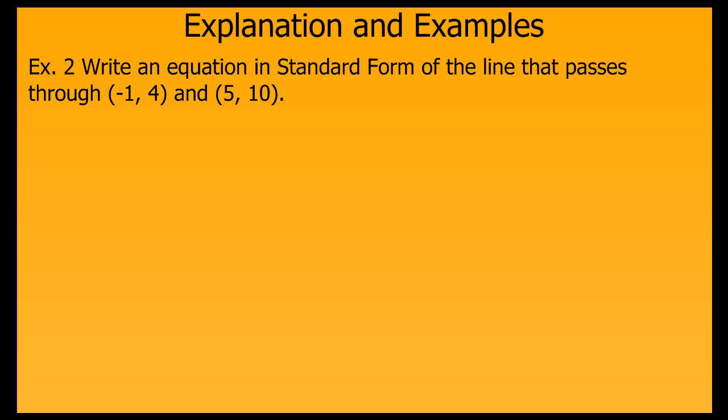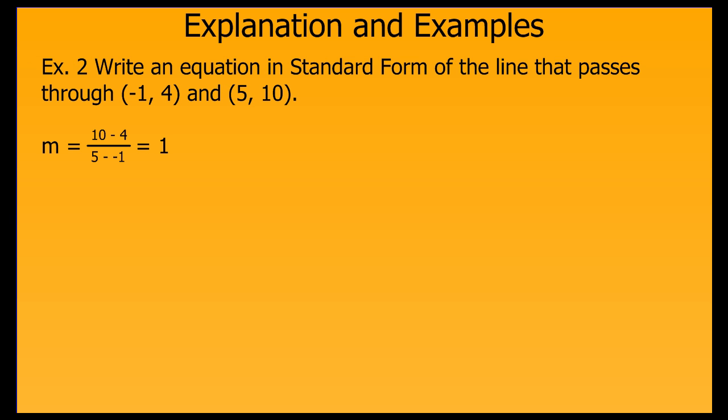Let's try another example. In this case, we're given 2 points and asked to write an equation in standard form for the line that passes through them. Since we're given 2 points, first we need to calculate our slope by subtracting our y's to find our rise and subtracting our x's to find our run. This gives us a slope of 1. Now we can use point-slope form. Note that I can choose to use either point and then use my slope of 1 in each case.